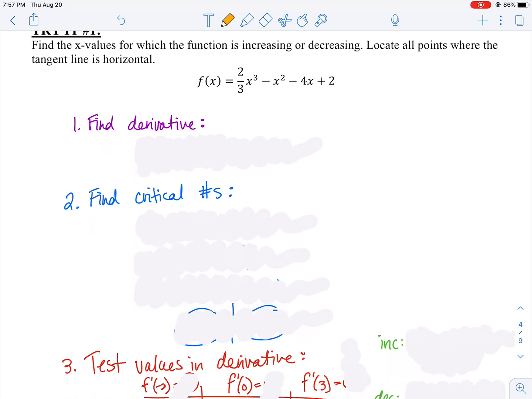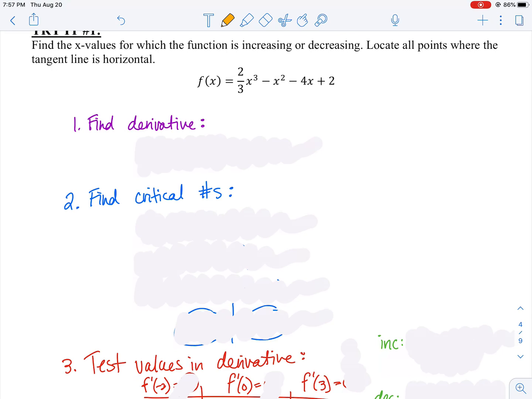All right, so here's our function, f of x. It is 2/3 x cubed minus x squared minus 4x plus 2. And if we want to figure out first where our function is increasing or decreasing, before we can figure out where our derivative is positive or negative, we first have to figure out our critical numbers.